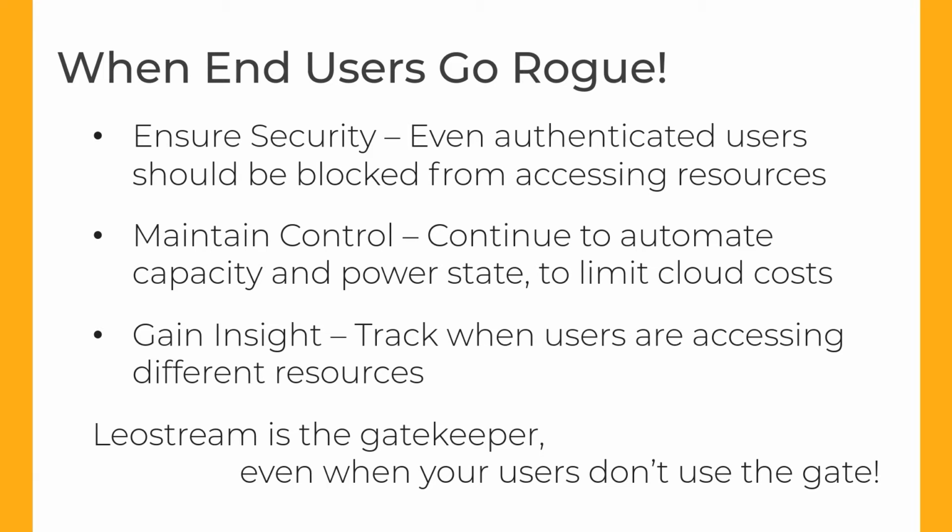So the key here is kind of this last point. Even if a user is rogue, you want to make sure that Leostream is still the gatekeeper, even if they're not using Leostream as the gate. So they're launching the RDP client, for example, or the TGX client. Even for those users, you want to make sure that Leostream is the gatekeeper. And I can show you a few ways that you can do that now. So to do that, let me switch to my screen.